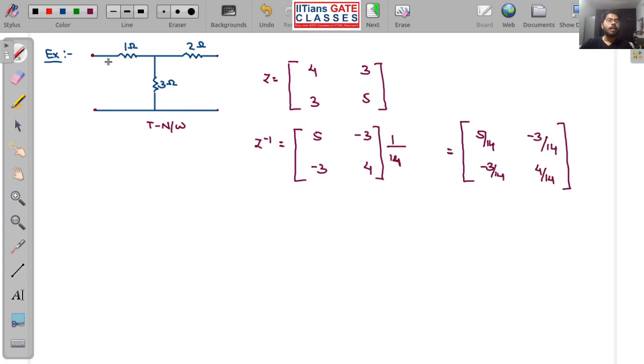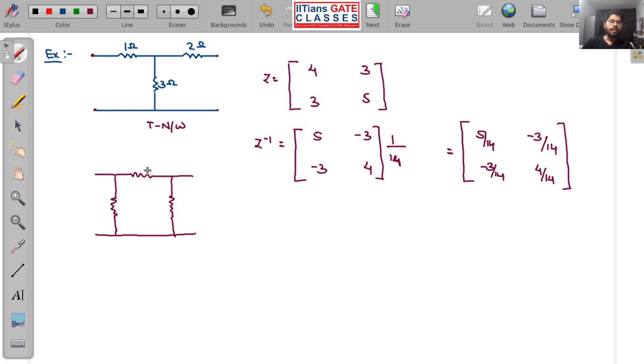Now suppose I want to calculate the Y parameter for this circuit. So what I will do, I will convert this T network to an equivalent pi network. Okay, I will calculate the pi network equivalent. So I want you people to pause this and calculate the pi network, all the resistances.